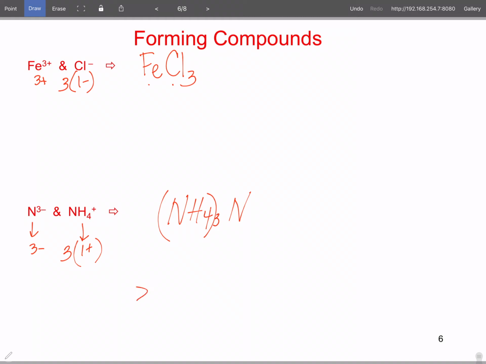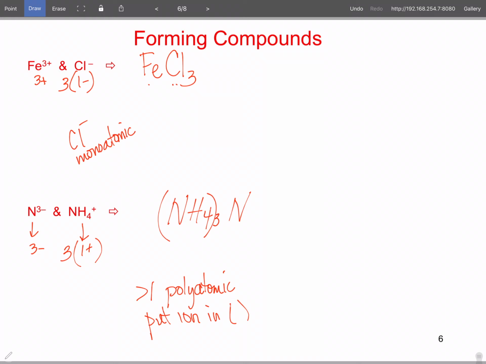So, more than 1 polyatomic, you put the ion in parentheses. Because notice up here, chlorine is a monoatomic, so it doesn't have to have any parentheses. But polyatomics, if there's more than 1 of them, gets a parentheses. Okay, so this indicates that there are 3 ammoniums.